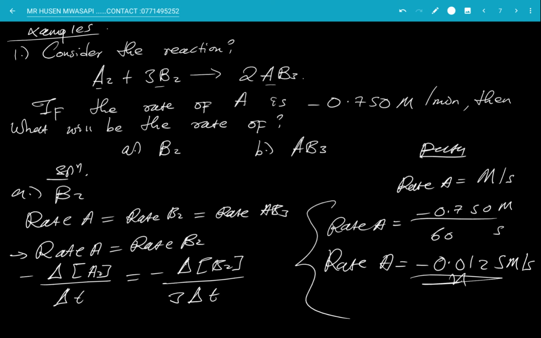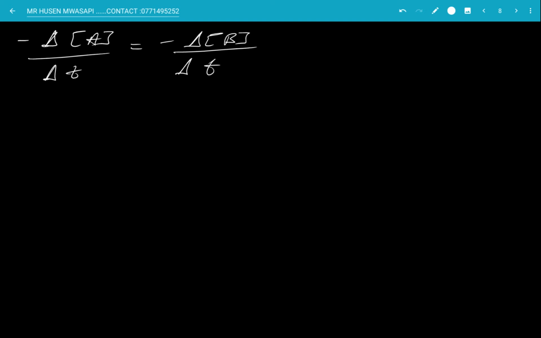So now change in concentration of A2 over change in time has already been given. So let me just rewrite this. So minus change in concentration of A over change in time being equivalent to minus change in concentration of B over change in time. Alright, so now what is change in concentration of A over change in time? That's the rate of A, isn't it?